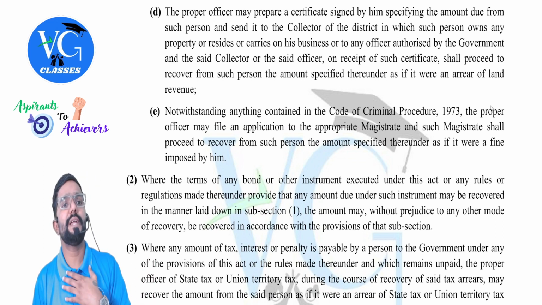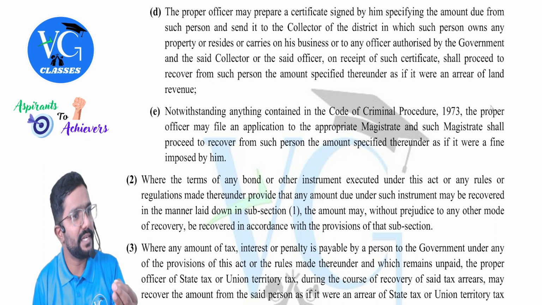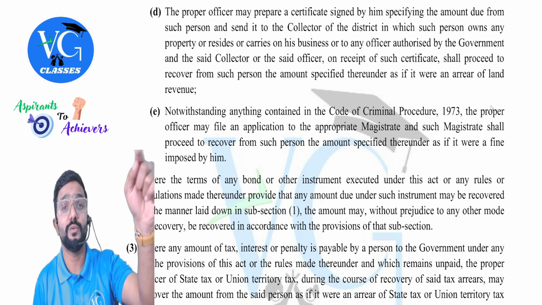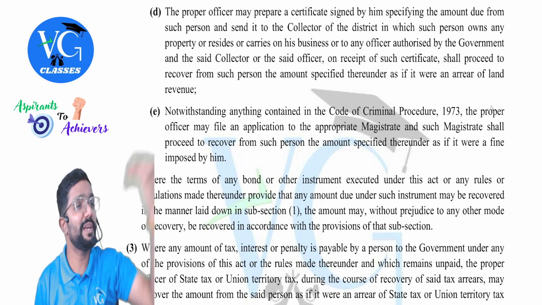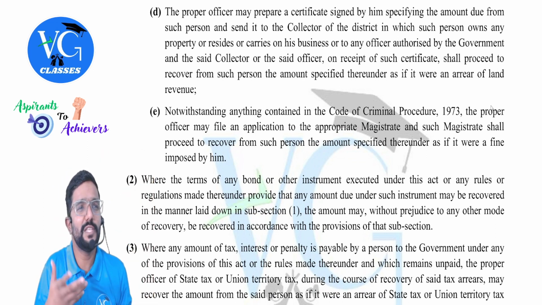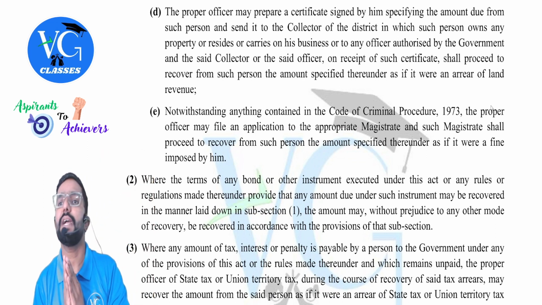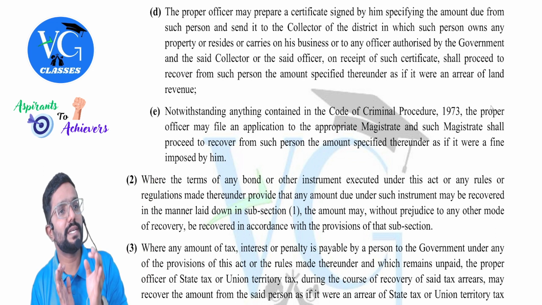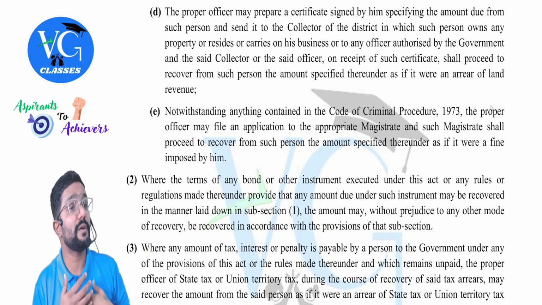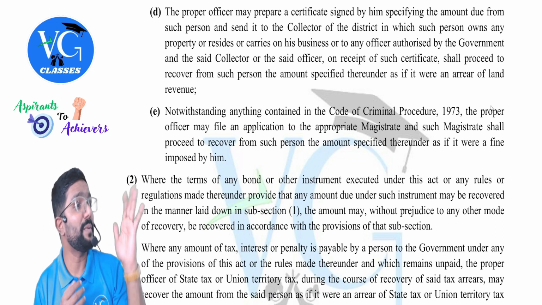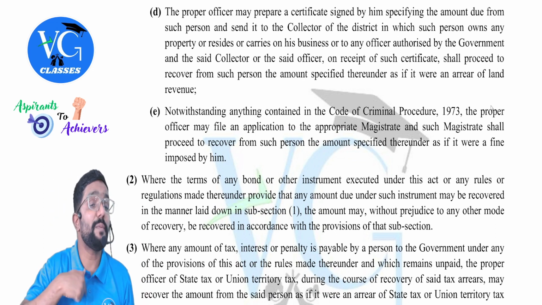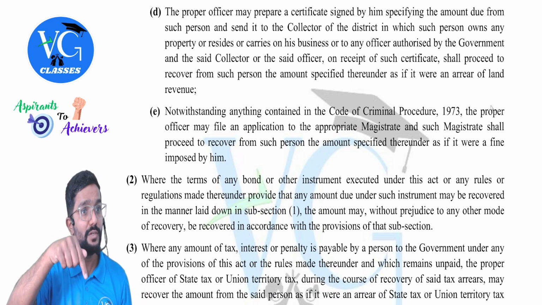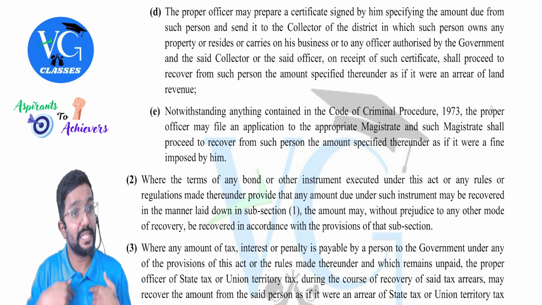Now, the proper officer can request the DC or the collector telling, sir, see, this person who is in your place, he is supposed to pay us so much, but he has not paid. Please do something on that. He is requesting the collector. Now, the collector can collect this amount on behalf of the proper officer as if it is a property tax. Now, in case of property tax, who has the power to collect it? Collector, no.